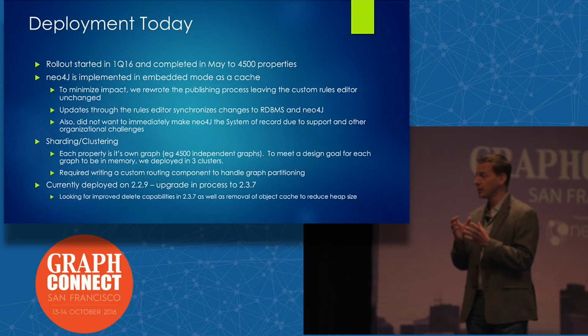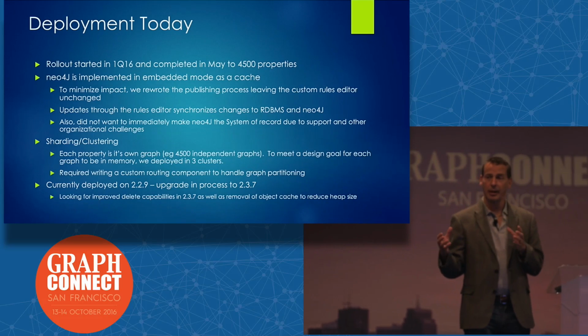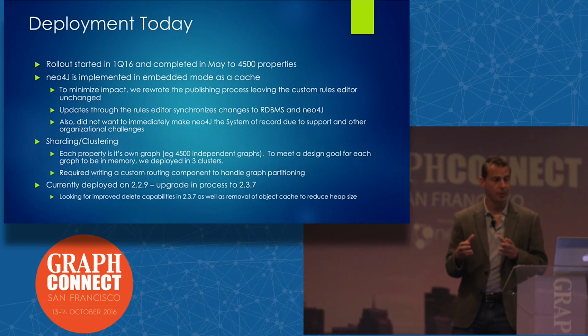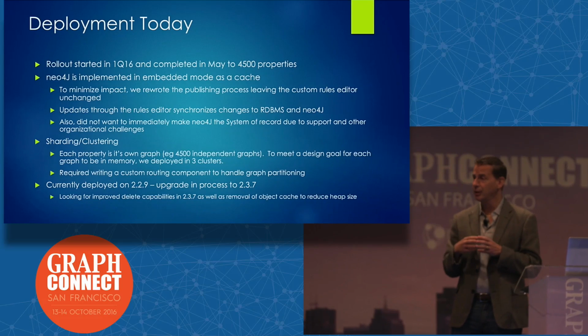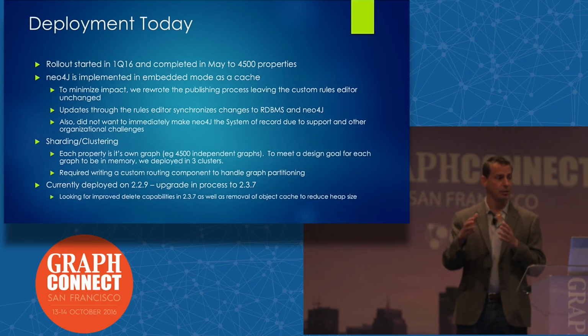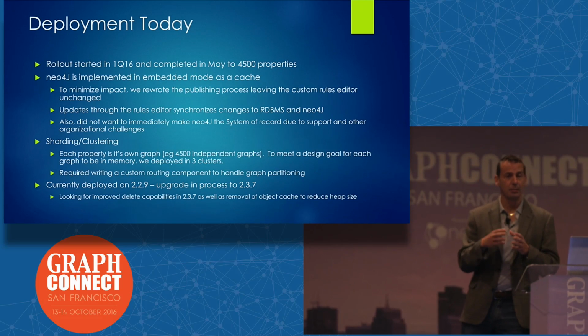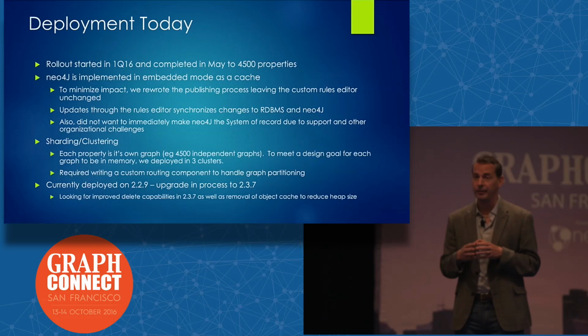When balancing the size of the heap and the other considerations, we landed that we would probably need 3 different clusters to support our properties. So we had 3 node clusters in a master-slave configuration, and we deployed them, but that meant we had to figure out how to partition or shard across those clusters, because a property's data would be in only one cluster. We had to make sure we had the component to be able to route it.